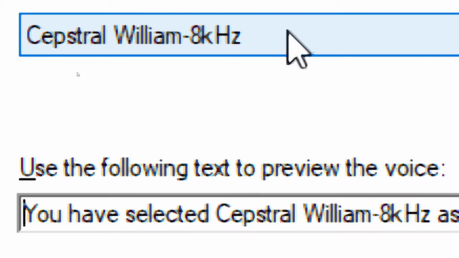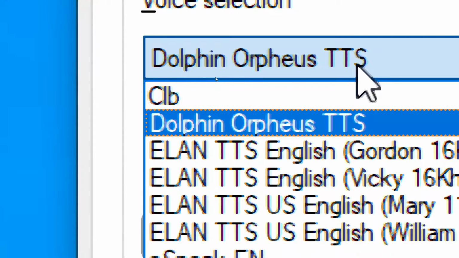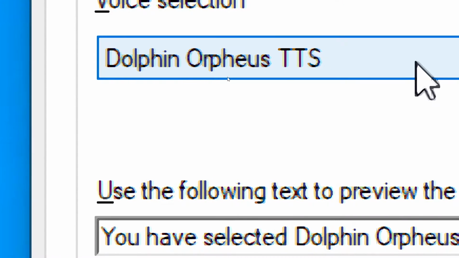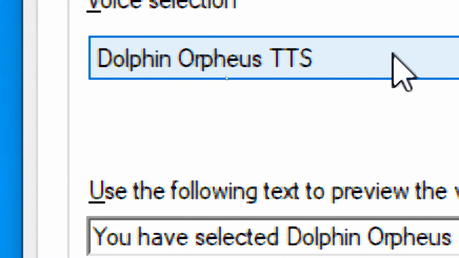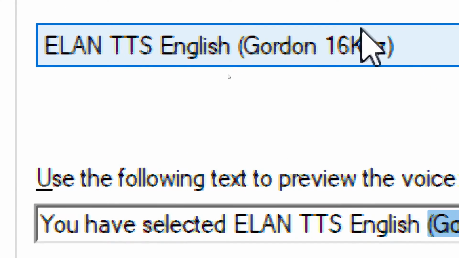This voice is not licensed. Please visit www.Cepstral.com to purchase a license. You have selected Cepstral William 8 kHz as the computer's default voice. You have selected CLB as the computer's default voice. You have selected Dolphin Orpheus TTS as the computer's default voice. You have selected Elon TTS English Golden 16 KHZ as the computer's default voice.